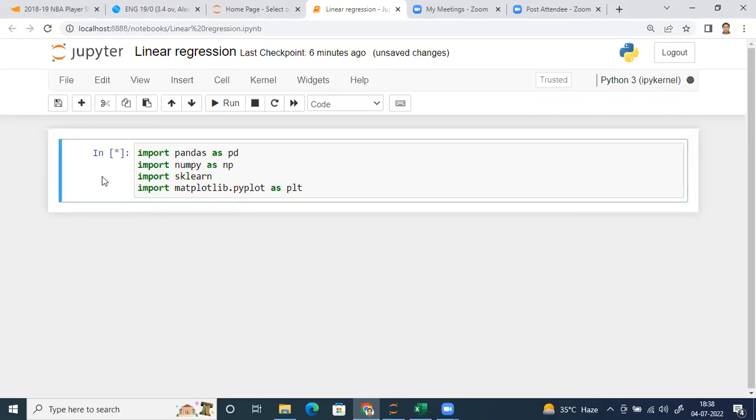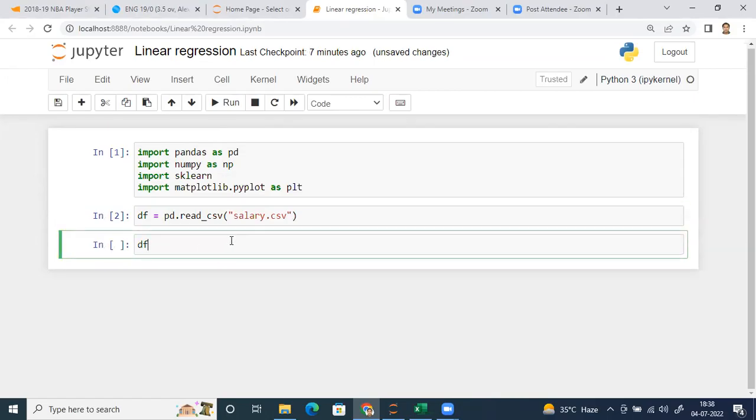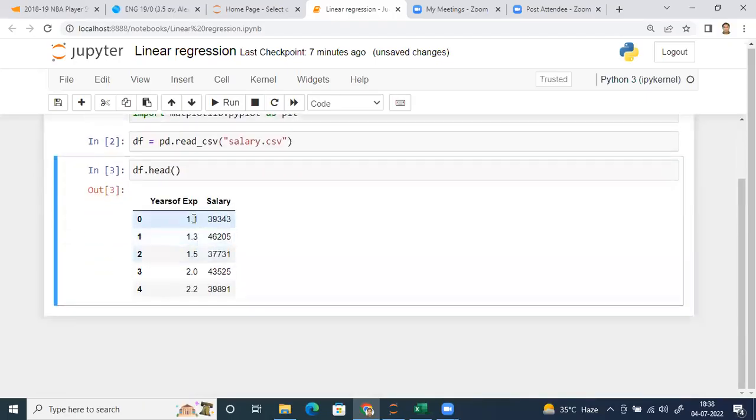Okay, done. And let me read a very simple data set for you so that you can understand how linear regression actually works. So I'm reading one data set, df is equal to pd.read_csv. I think I have a data set known as salary, salary.csv. Let me read it. Okay, very simple it is, but I want to show you. So df.head. Only two columns are given here: years of experience and salary.